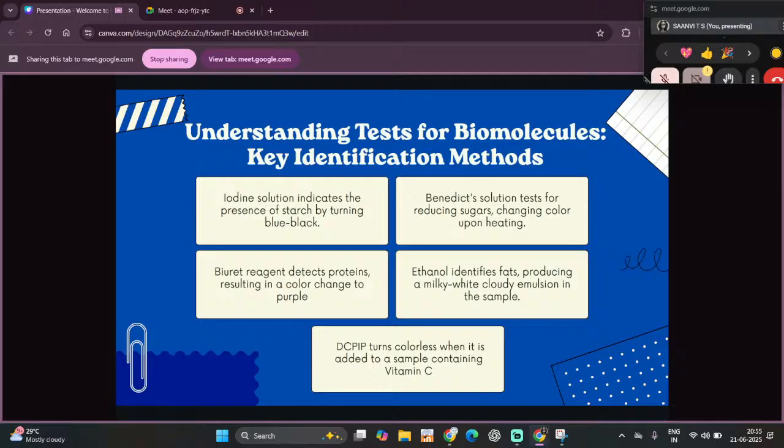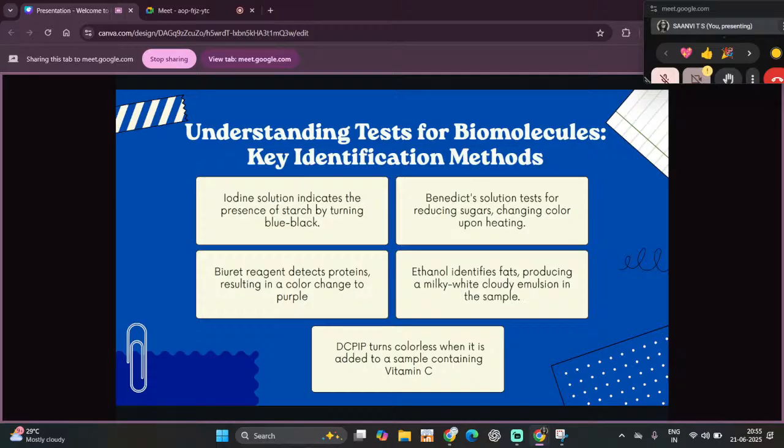If you do know, then you're requested to write it down on the chats. We're waiting for you. Not where vitamin C is found, but the real name of vitamin C. It's an acid, that's a hint. That is indeed correct. So, vitamin C is known as ascorbic acid. So, yeah, the key takeaway is that DCPIP test turns colorless when added to vitamin C.